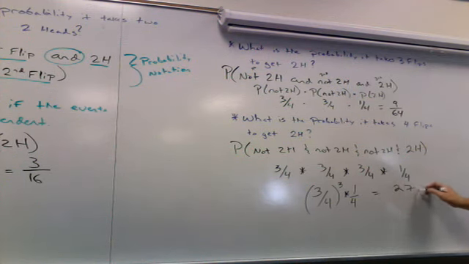What do you get, Jay? 27. 27 over 256. Does that make sense? Yeah? What do you think about this? Easy? Yeah. We'll throw you a curveball now.